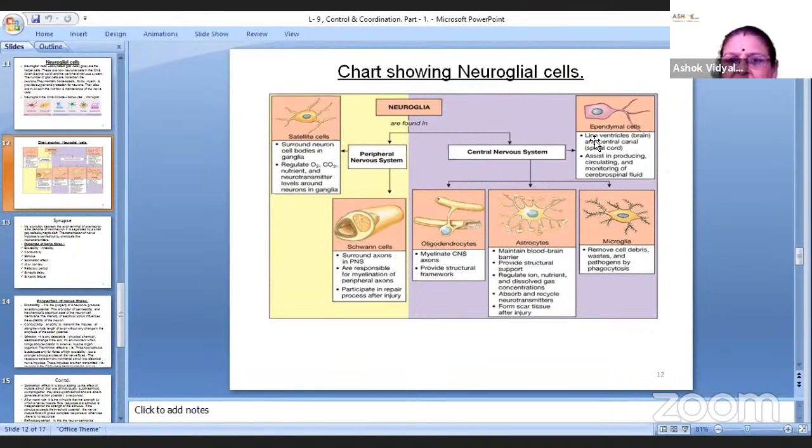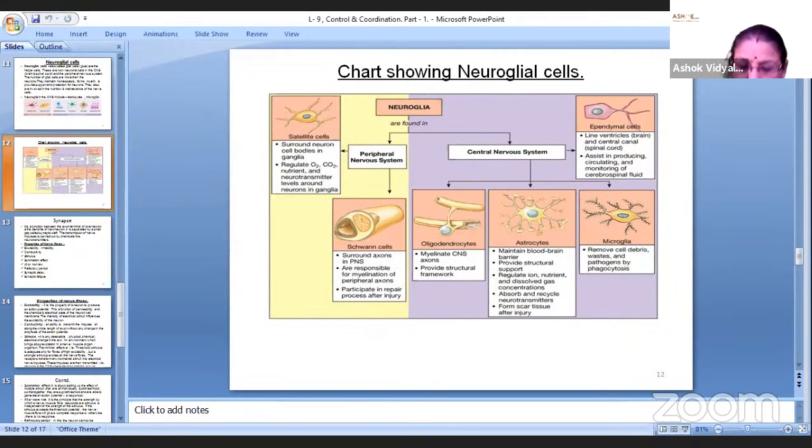Then the last neuroglia which is present in CNS is ependymal cells. Right? It lines ventricles of the brain and central canal of the spinal cord. Okay, student, we will be studying further the ventricles of the brain. Brains are having cavities inside which are known as the ventricles. Okay, so these ependymal cells line the ventricles of the brain and the central canal of the spinal cord. Moreover, they also assist in producing, circulating and monitoring of cerebrospinal fluid. So cerebrospinal fluid is present, which is again assisted by the ependymal cells. So this is about the neuroglia cells.